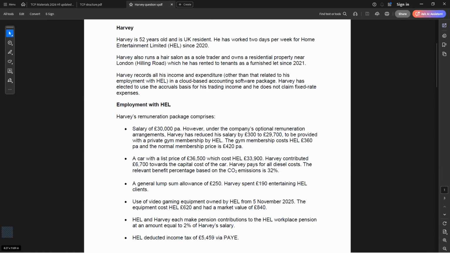We're now ready to read the full question and background information. We can now read through this in a very active way as we know the requirements, which are to prepare the calculation of the employment income, the trading income, and then calculate the income tax payable. So we know Harvey will have employment income, trading income, and also some other types of income. So we have already started to think about how we will pull together the answer.